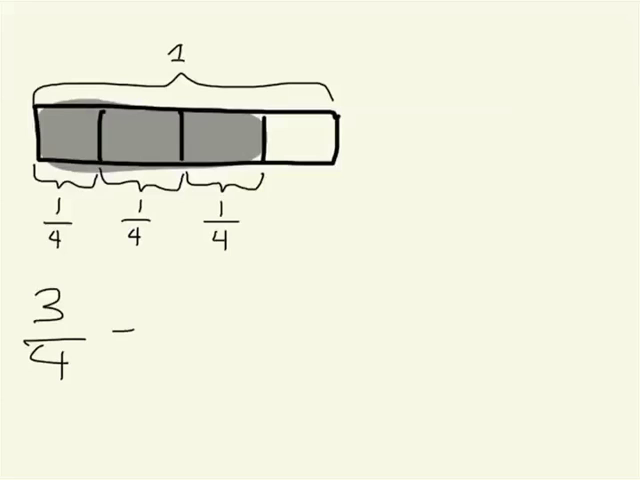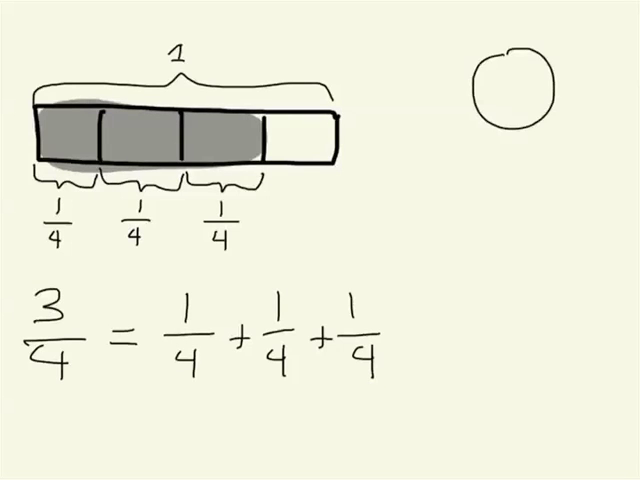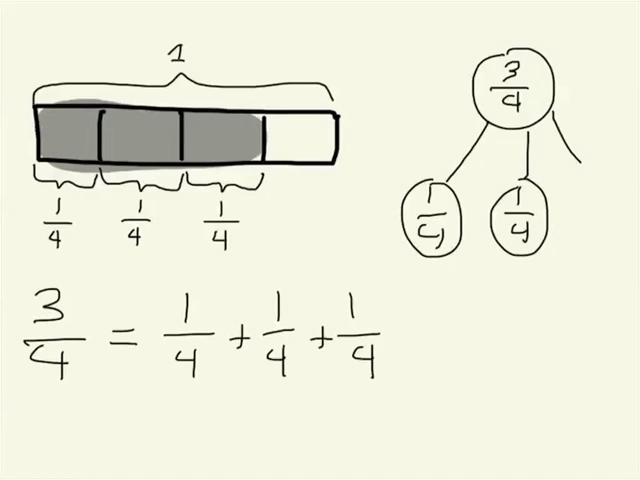So to decompose it into a sum of unit fractions, I can say 3/4 is equal to 1/4 plus 1/4 plus 1/4. Because 1/4 plus 1/4 equals 2/4, and 2/4 plus 1 more fourth equals 3/4. And just to write that using a number bond, we're talking about 3/4 that's shaded, and I'm breaking that into 1/4, 1/4, and 1/4.